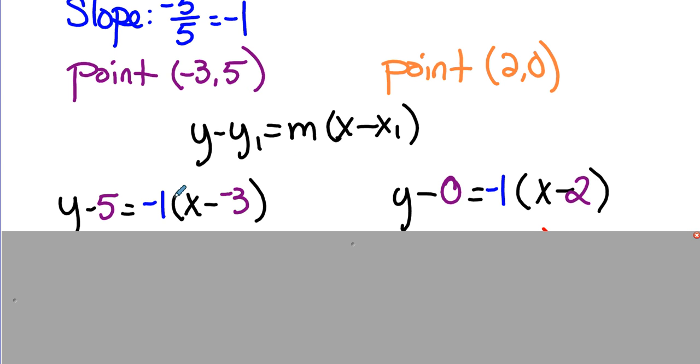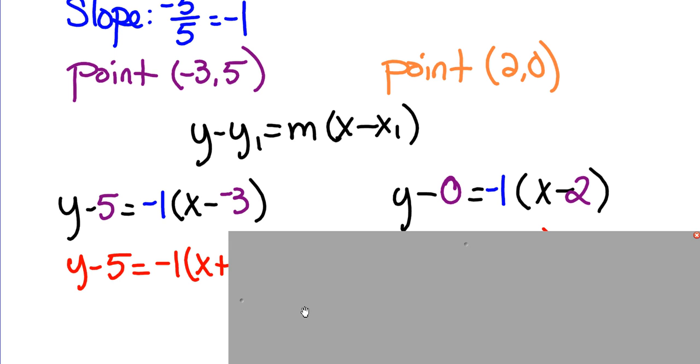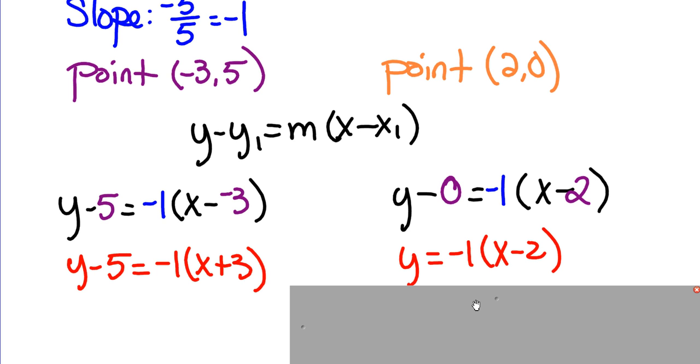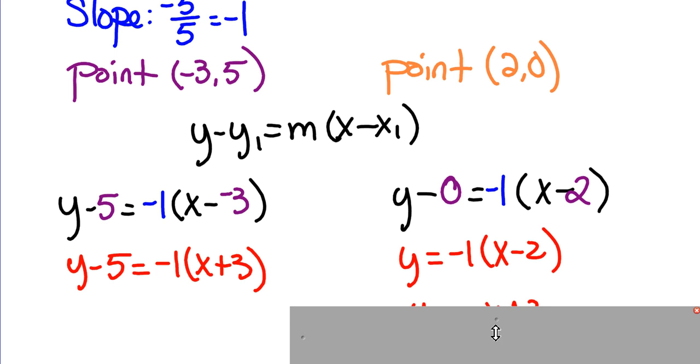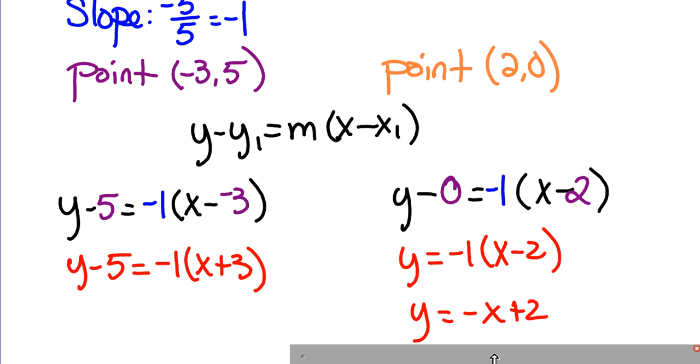So the point on the left, negative 3, 5, would come here. And as I'm looking, I see subtracting a negative, which means I have a positive. So I really want to write that as y minus 5 is equal to negative 1 times the quantity of x plus 3. If I use the point on the right, 2, 0, remember y minus 0, that's just y, equals negative 1 times x minus 2. If you notice, what we could do here in this point slope format is distribute the negative 1 to each term. That would put it into slope-intercept form, which is y equals negative x plus 2.